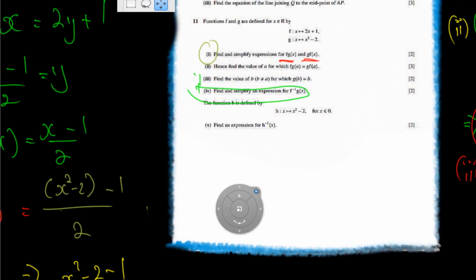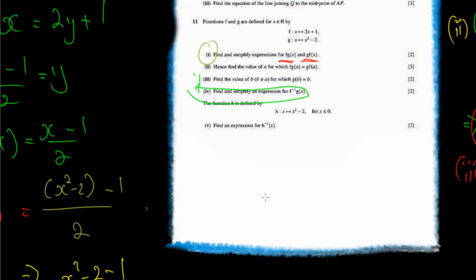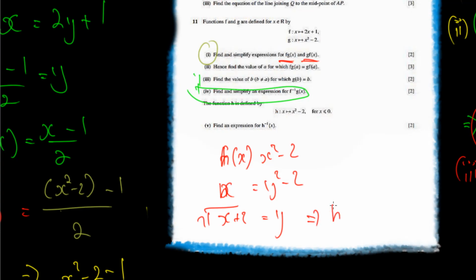The function h is given; find the inverse of h. So, a straightforward question. h of x is equal to x square minus 2. For the inverse, again we'll make our h of x into x, and make our x into y, and we'll make our y the subject. x plus 2, the root of that is going to give me y. Therefore, h inverse of x is going to be root of x plus 2. And that's it. Those are all your answers right there.